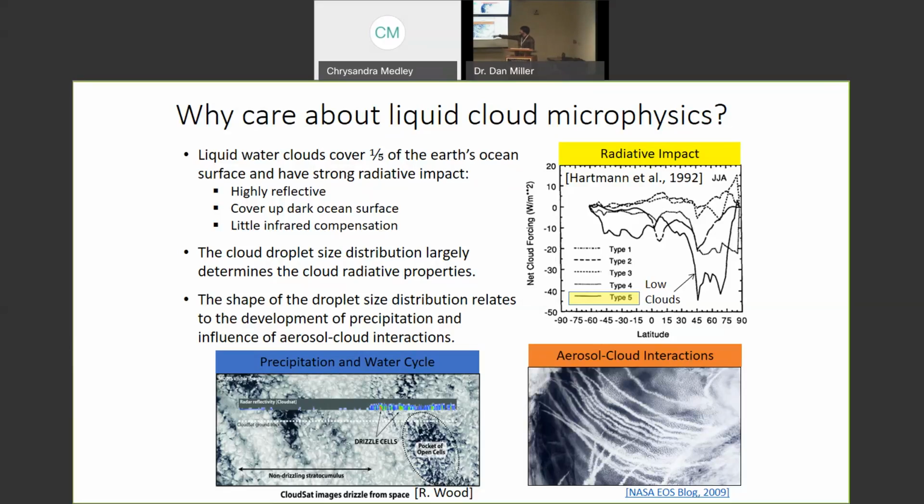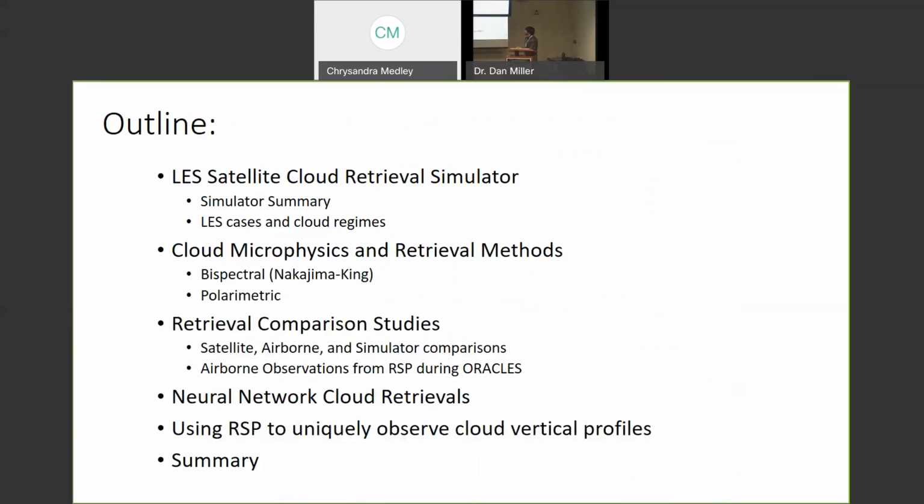And the other thing is that all of the precipitation processes are also tied up into this radiation conversation as well, because when the cloud does rain out, it's dark ocean surface again. And so it's a very dynamic system, and it has a lot of influences in terms of the aerosol system and precipitation development. So I'm just going to talk about my stuff throughout the beginning of this, which is that I developed a large eddy simulation, LES, satellite cloud retrieval simulator. Basically, if you get enough computing resources, an LES can model all sorts of things.